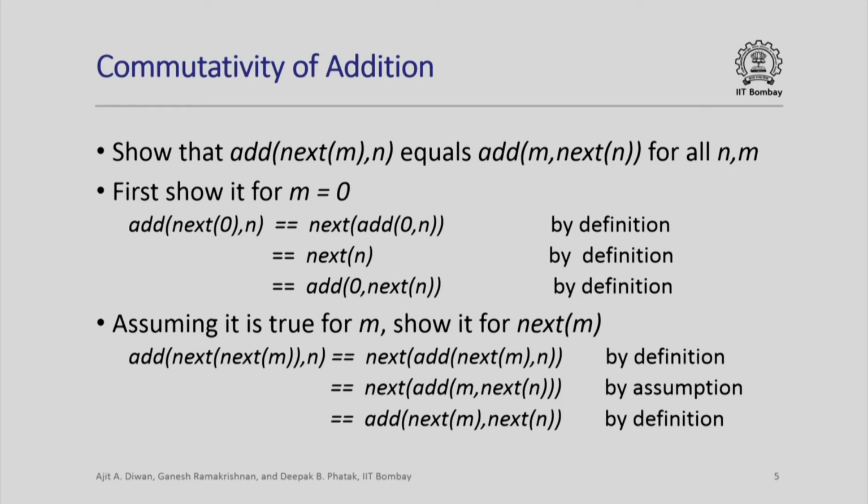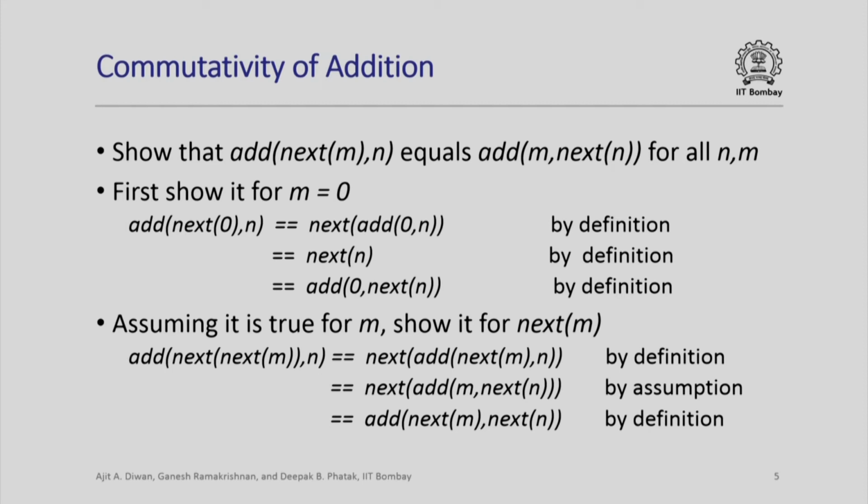And how? So again, let us show this for m equal to 0. At m equal to 0, what we want to show is that add of next 0, n equals add of m, next 0. So add of next 0, m is next of add 0, n by definition, which is equal to add of next of n. Add of 0 and anything is n. So this is next of n, and this is equal to add 0 comma next n, again by definition.